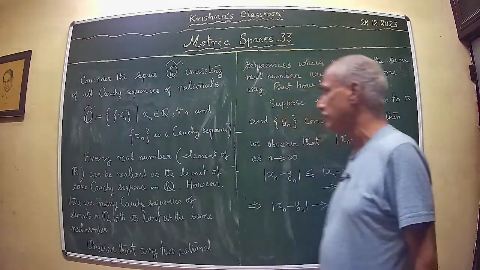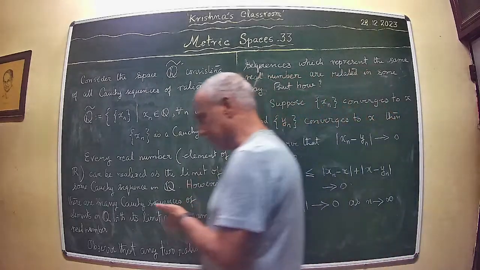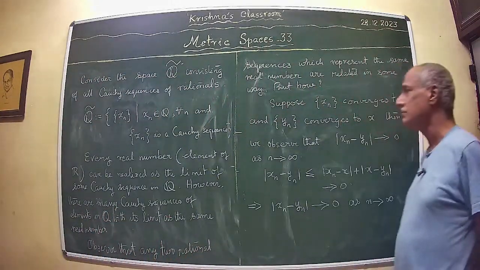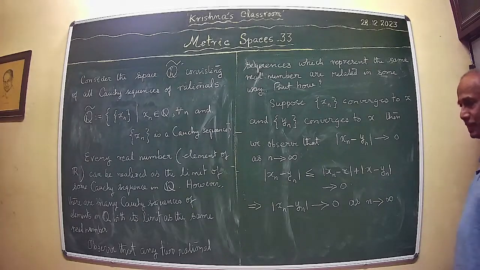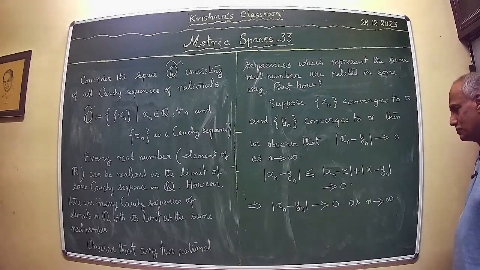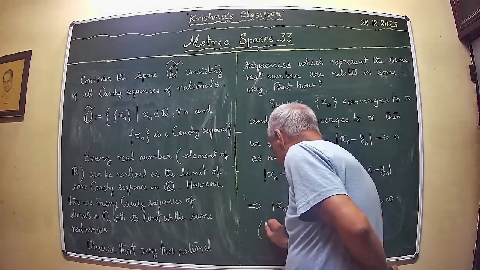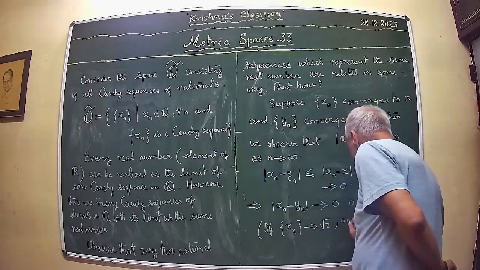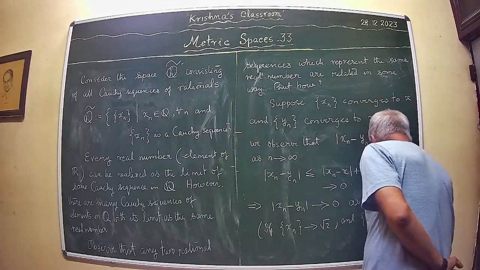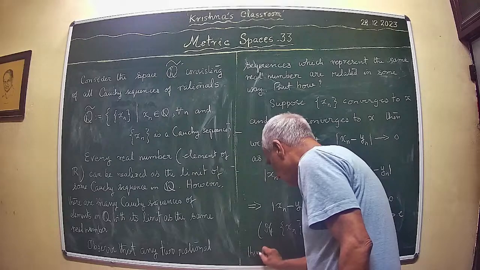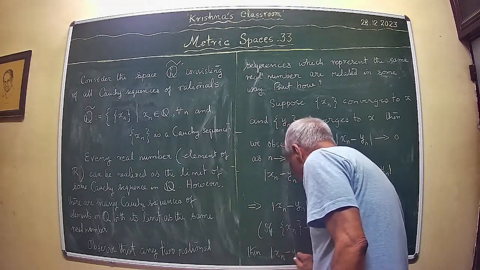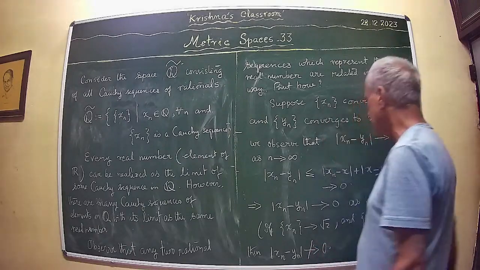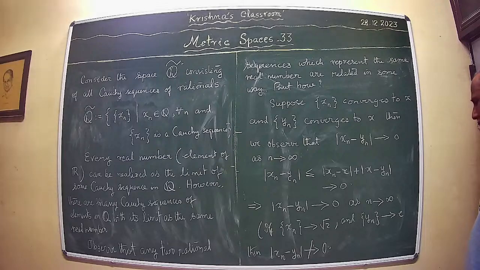For example, you have a sequence of rational numbers which converge to root 2, and a sequence of rational numbers which converge to e. Okay, these two are not related. You don't have a relation like this in this form. Okay, so if |x_n - y_n| does not tend to 0. In fact, it converges to what is called the modulus of root 2 minus e.